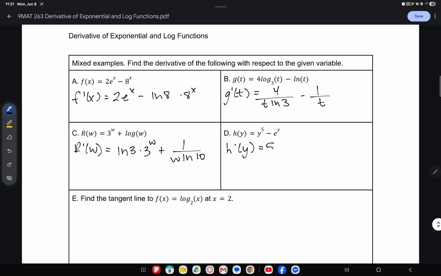y to the 5th, that's a normal power rule, 5y to the 4th, and then e to the y, the derivative is just e to the y.